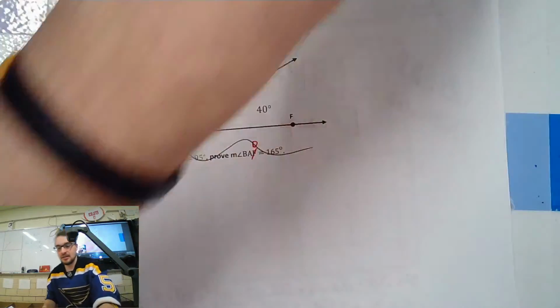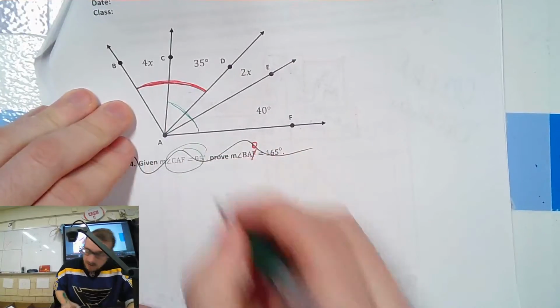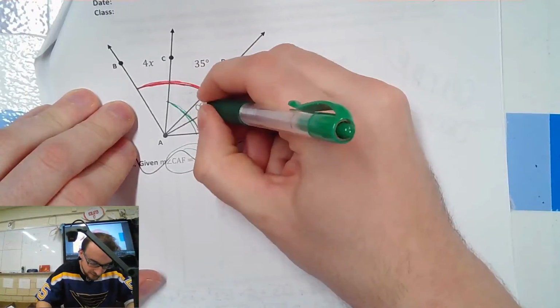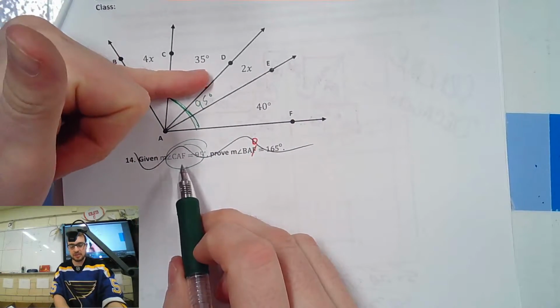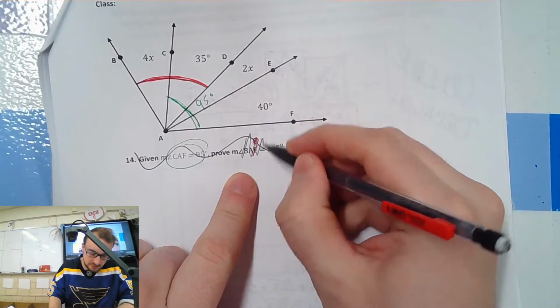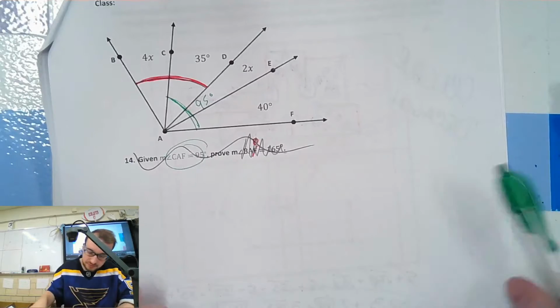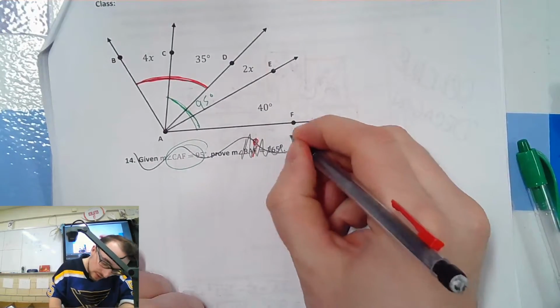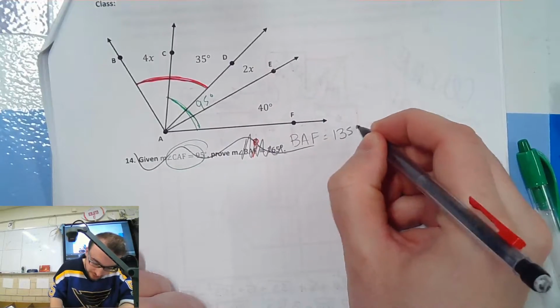Here's the idea. First up, this right here is CAF. That's what they gave you. This is 95, that was the old one. This is the new one. I changed the problem. I was recycling it. Instead of writing BAD, don't write that. Write BAF. We're trying to prove that BAF equals 135 degrees. I know what BAF equals.